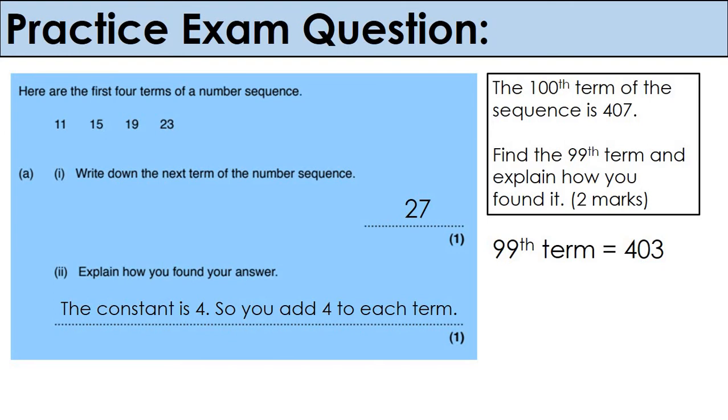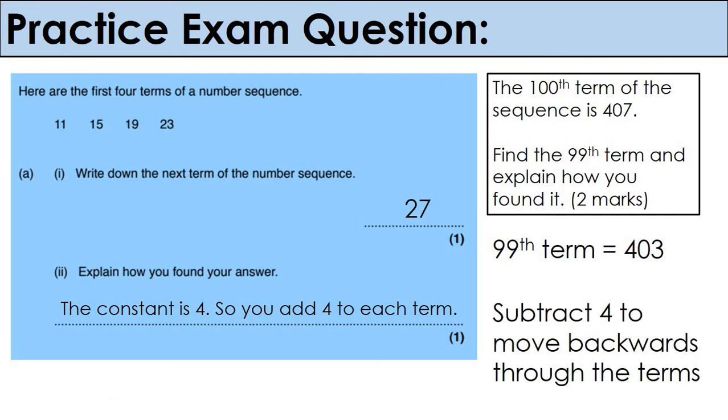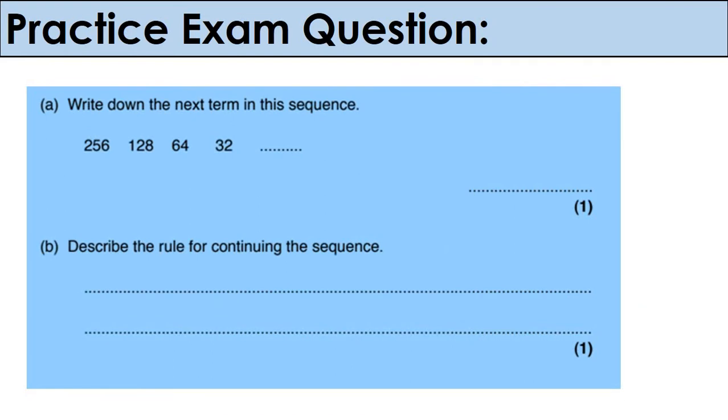We know that's right because the rule that we've learnt from here is plus 4, and 403 plus 4 is 407. But to work backwards, instead of adding 4, you've subtracted 4 to move backwards through the terms. Okay? Perfect. Right, now have a go at this one for me, just 2 marks. Pause the video as you do this.